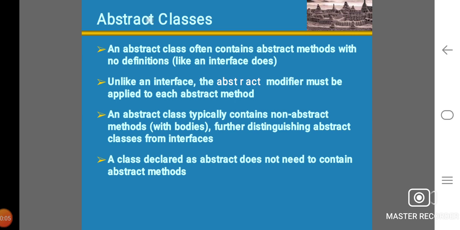An abstract class often contains abstract methods with no definition, like an interface does. Unlike an interface, the abstract modifier must be applied to each abstract method. An abstract class typically contains non-abstract methods with bodies, further distinguishing abstract classes from interfaces.